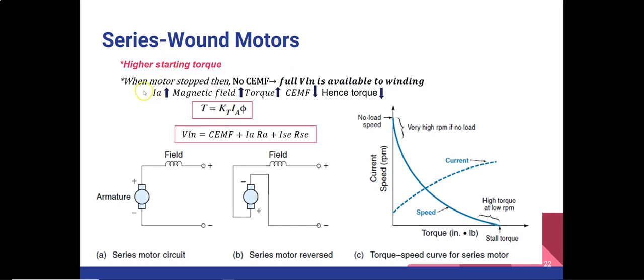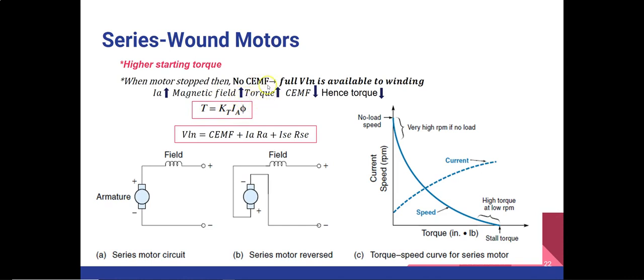So what will happen when the motor is stopped? At that time there will be no counter EMF present in the motor, and the full line voltage will be available to the winding. So the initial armature current flowing into the motor is going to get large, and that large armature current will produce a large magnetic field. And as you can see through this torque equation, where torque is directly proportional to the armature current and the flux, the combination of the armature current and flux will produce a large torque. So that's how we get the large starting torque.